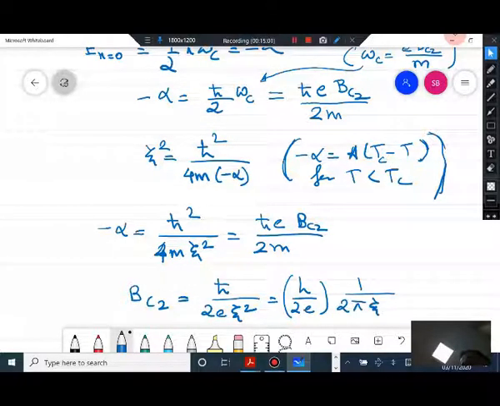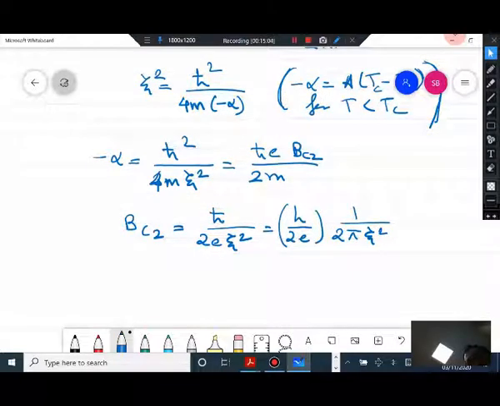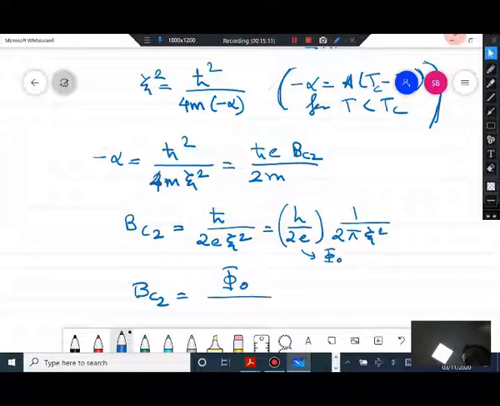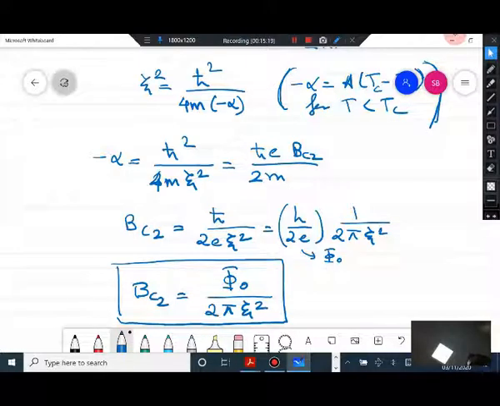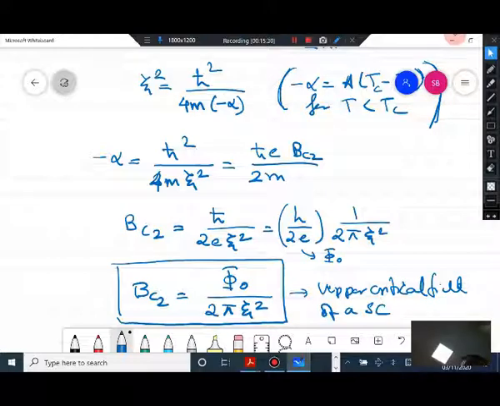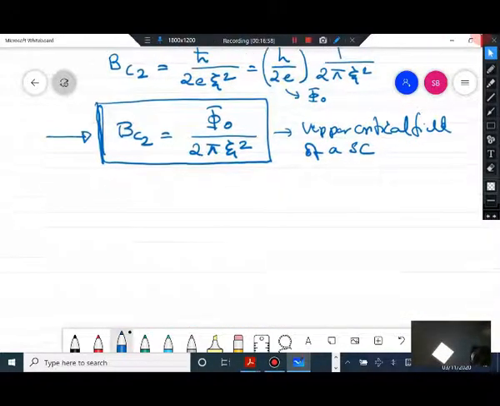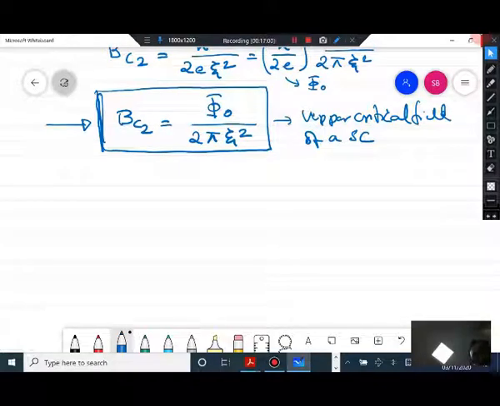or your upper critical field Bc2. This, if you recall, is nothing else but the flux quantum phi naught. So this is the flux quantum phi naught by 2 pi xi square. This is your calculation of your upper critical field of a superconductor. And so that is what we will discuss in the next lecture.